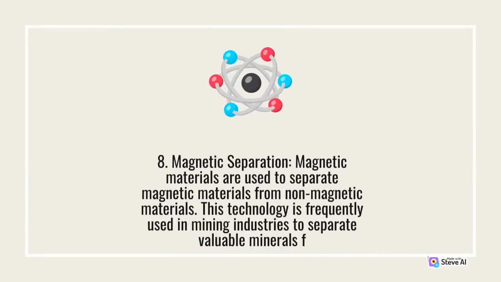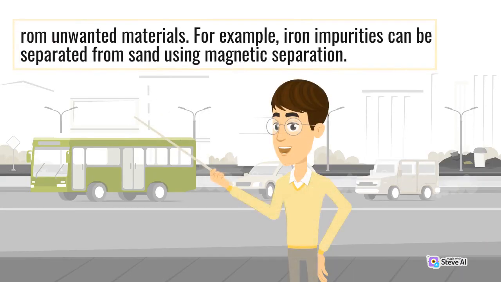8. Magnetic separation. Magnetic materials are used to separate magnetic materials from non-magnetic materials. This technology is frequently used in mining industries to separate valuable minerals from unwanted materials. For example, iron impurities can be separated from sand using magnetic separation.